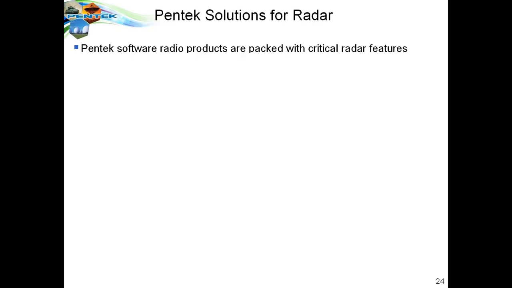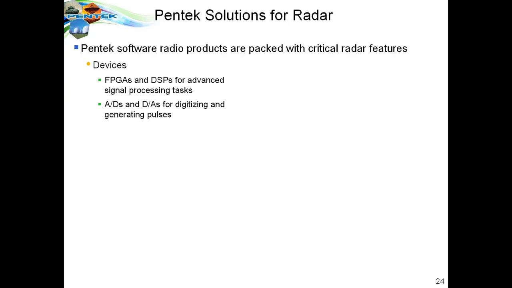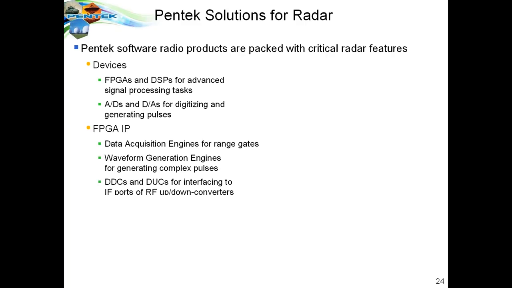Pentek products are truly geared for radar. Our software radio products are filled with critical features very important to radar operation. We include the FPGAs and DSPs for advanced signal processing tasks like pulse compression, for example. We also include A to Ds and D to A converters for digitizing and generating the pulses.